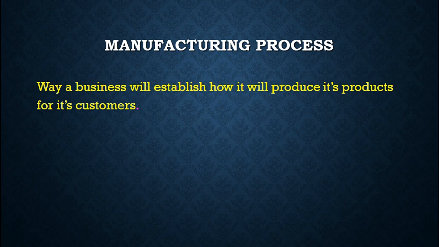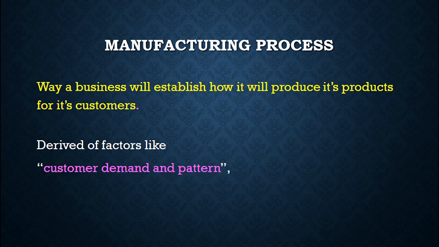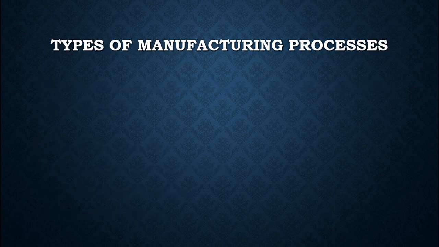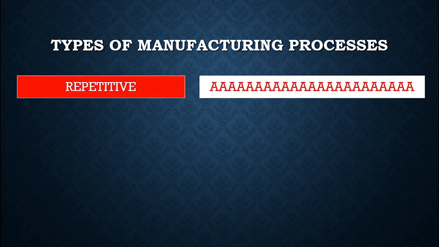There are many factors on which any manufacturer decides his process. They are demand and pattern of customers, the manufacturing technique to be used to meet that demand, and the available resources with the manufacturer. Once we have the factors aligned, we have to choose among 6 types of manufacturing processes, which we will study next. First is the repetitive type.